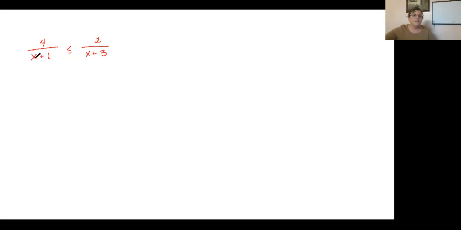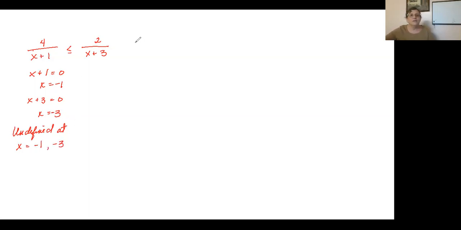Now notice that we have two denominators that are different. So we've got to set both denominators equal to 0 and find our critical points there. So x plus 1 is 0 when x is negative 1. X plus 3 is 0 when x is negative 3. So these will be where it's undefined. So it's undefined at x equals negative 1. Oh, that's a negative, sorry. And negative 3.